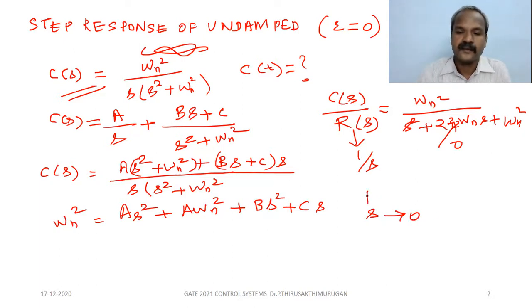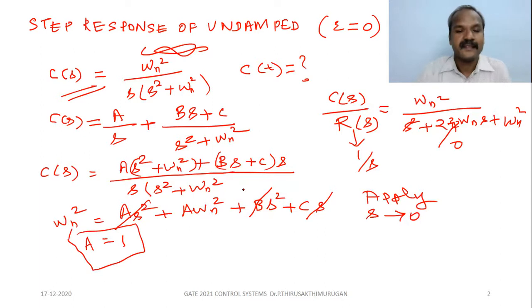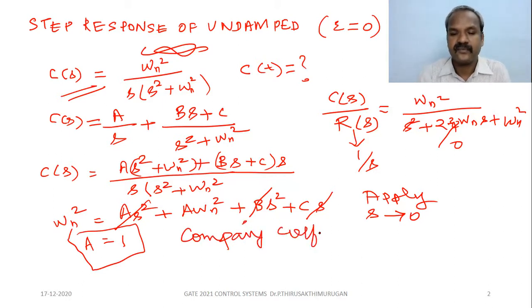Apply S equal to 0 here. So these terms become 0, and from this result we can get A equal to 1. Okay, A equal to 1. Then compare the coefficient of S term on both sides.